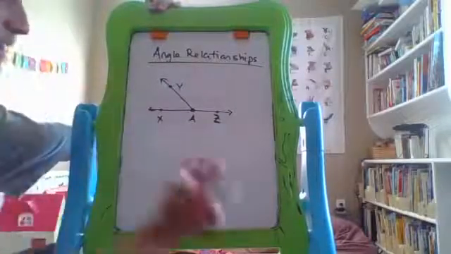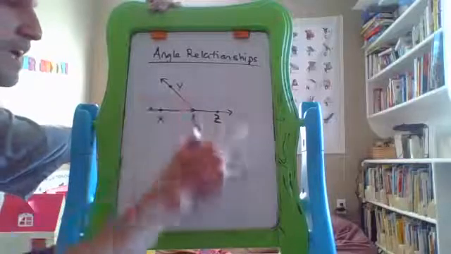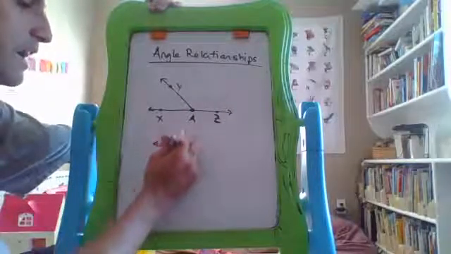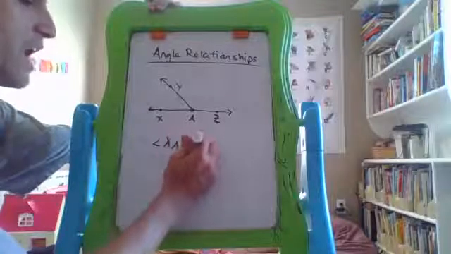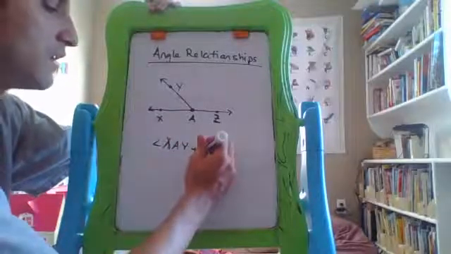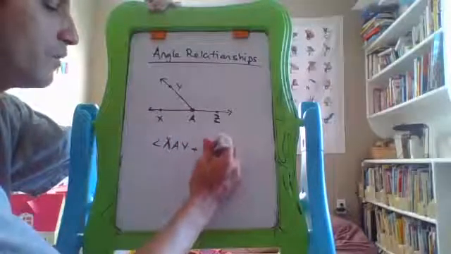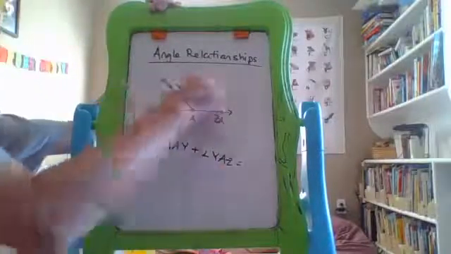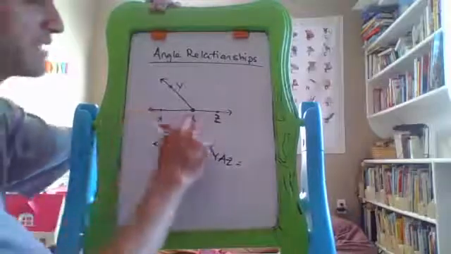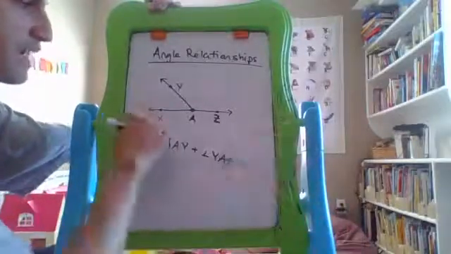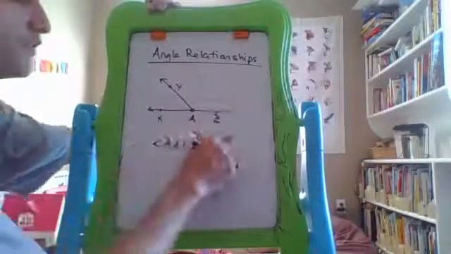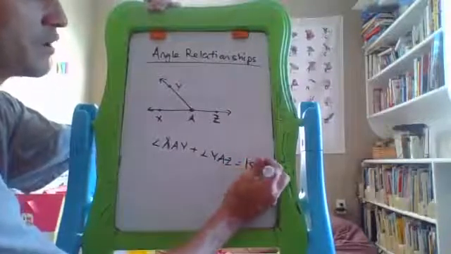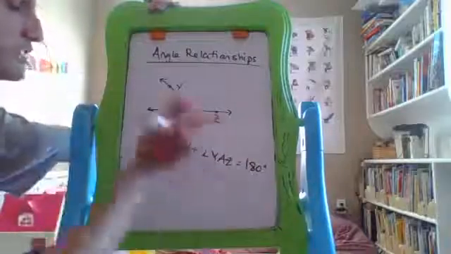So if I know that angle XAY plus angle YAZ, I know that these are supplementary because XAZ is a straight line. If you look at this, it's a straight line, so it has to be supplementary. So I know that it has to add up to 180 degrees. So you could see something like this.